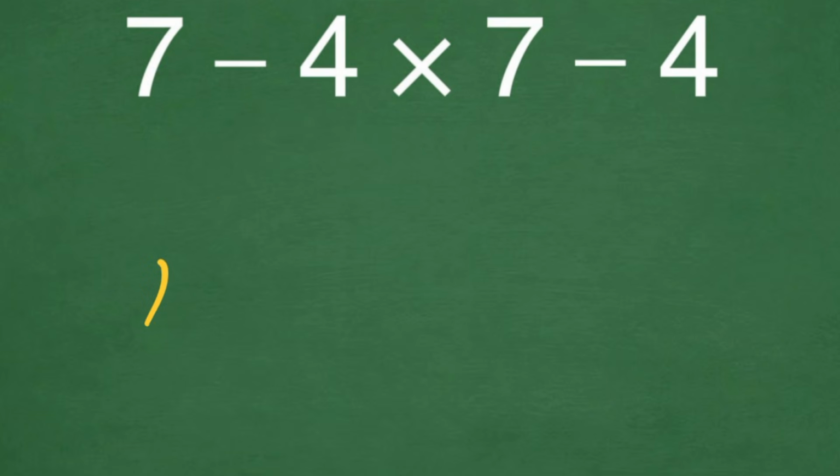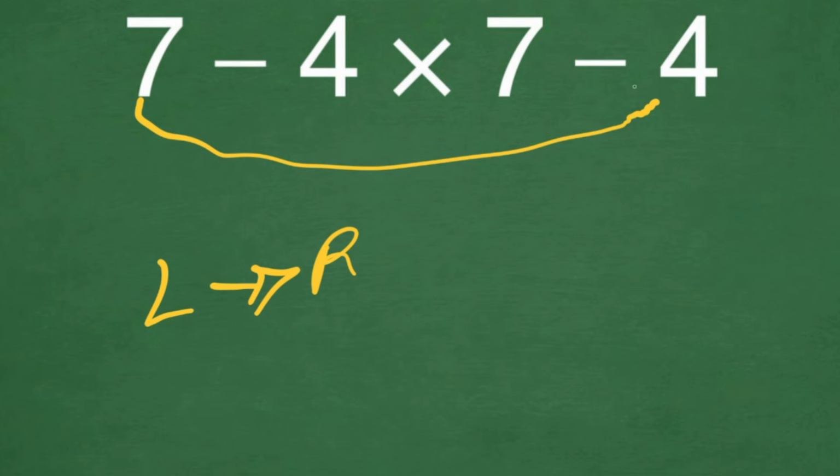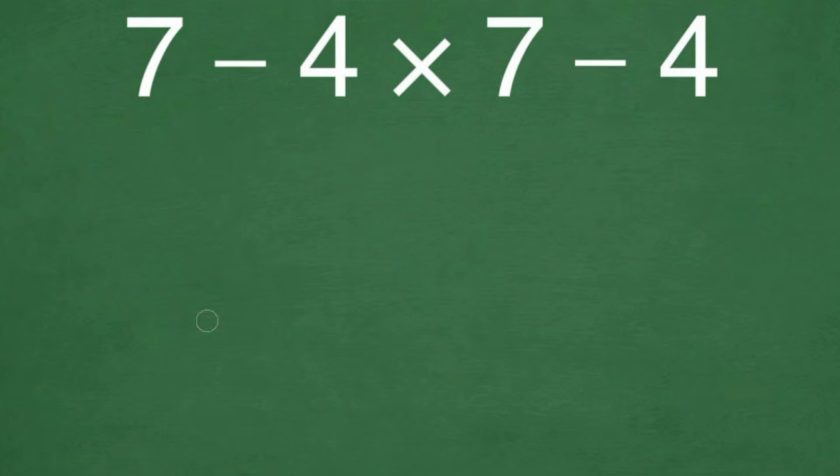They move left to right. They solve the equation left to right, starting from 7, and they finish at 4. But again, this is kind of not correct. I'm going to show you what I mean.